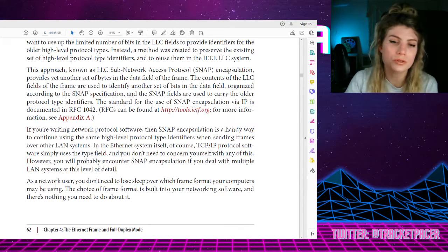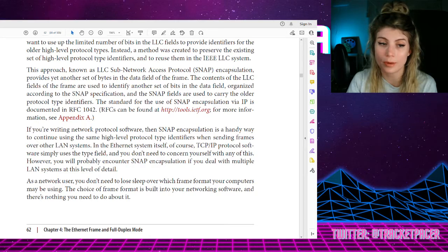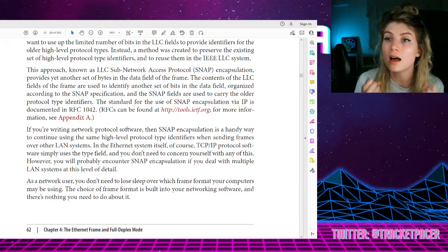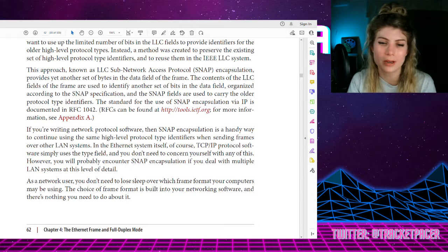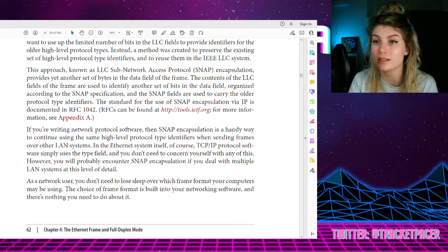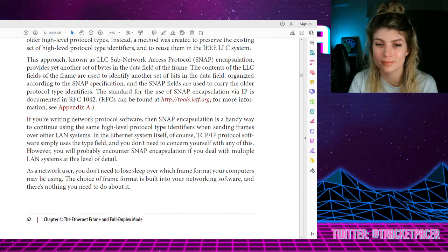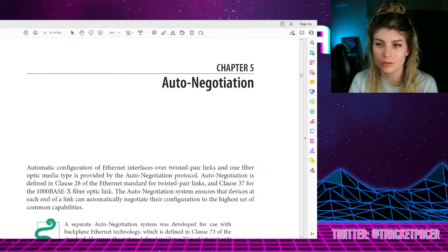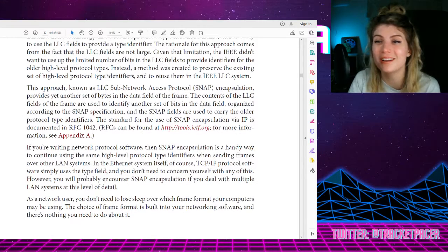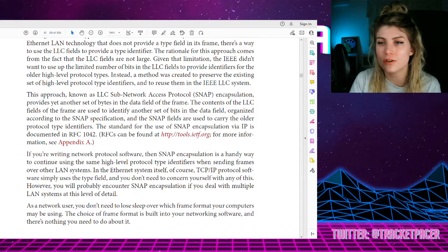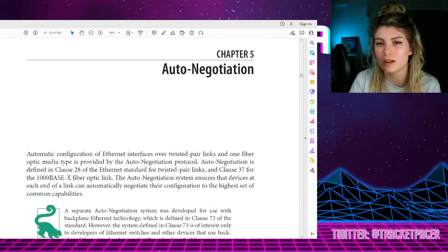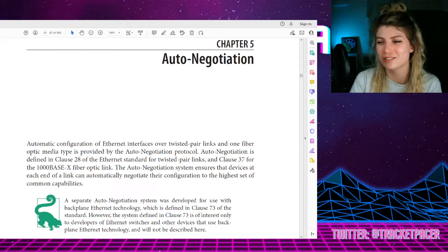Okay. As a network user, you don't need to lose sleep over which frame format your computers may be using. Why not? I'd like to. The choice of frame format is built into your networking software, and there's nothing you need to know about it. Sorry, there's nothing you need to do about it. What if I want to fuck around with it? Okay, that's how chapter 4 ends. They're just like, here's all this fucking information, but you don't need to give a shit. All right, we're done. On to auto negotiation.